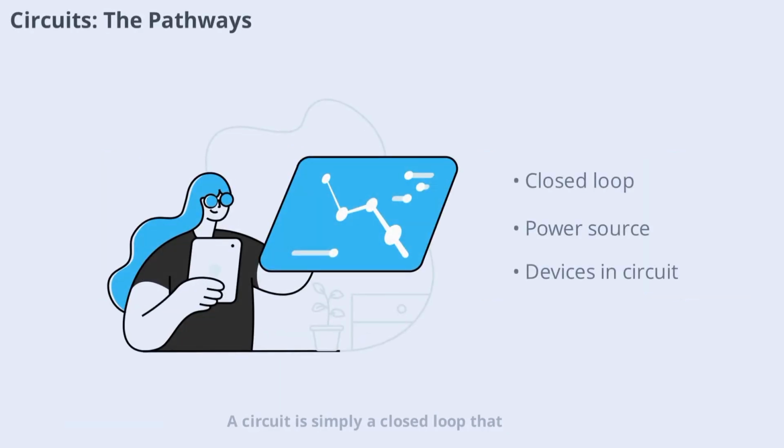Electricity travels along specific paths called circuits. A circuit is simply a closed loop that allows electrons to flow from a power source through wires and devices and back again. Circuits can be simple, like a flashlight, or incredibly complex, like the wiring in a skyscraper. Understanding circuits is key to understanding how electricity is controlled and used.